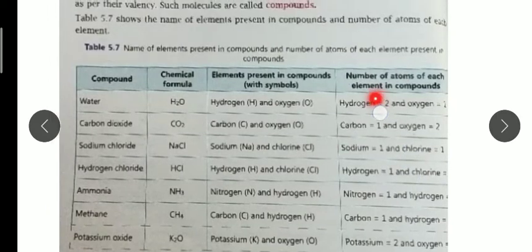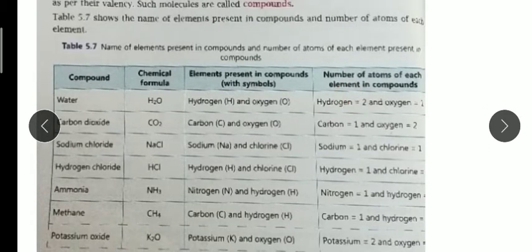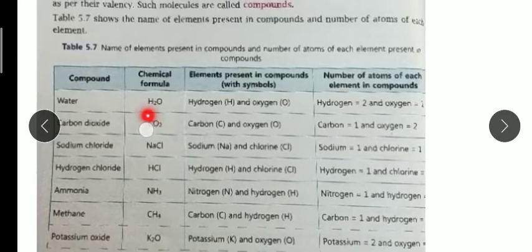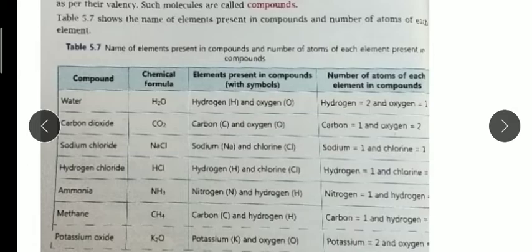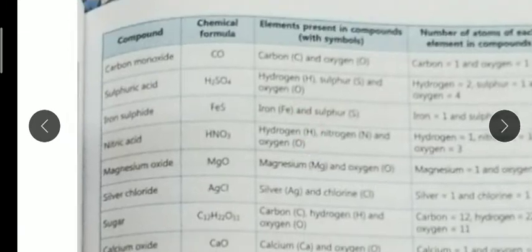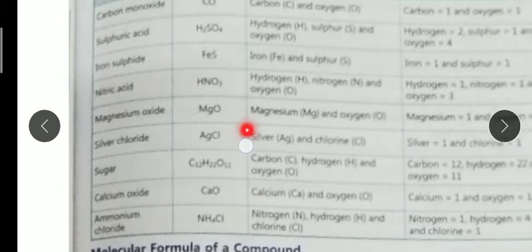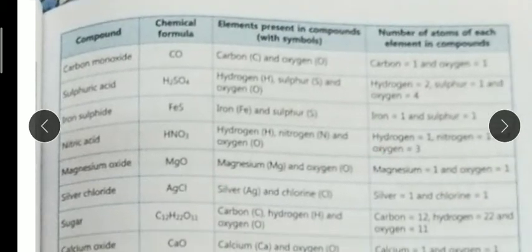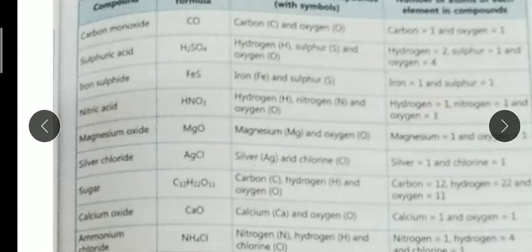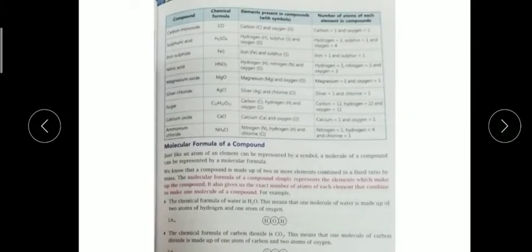Number of atoms of each element in the compound is also shown here: there are 2 hydrogen and 1 oxygen. So 2:1. So hydrogen and oxygen combine in a fixed ratio of 2:1 and form a water molecule, water compound. So here you can see other formulas are also given. You can see sulfuric acid, nitric acid, silver chloride, their elements are given and how they combine in different ratios, that is given. The molecule of a compound.